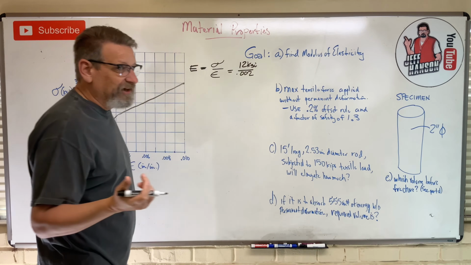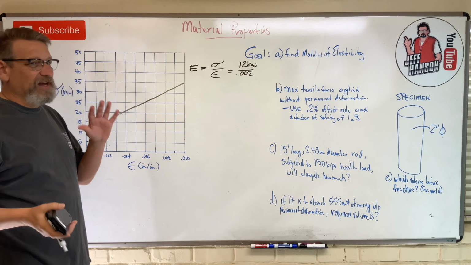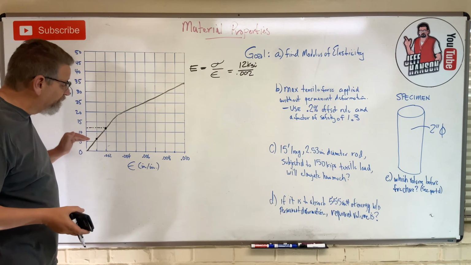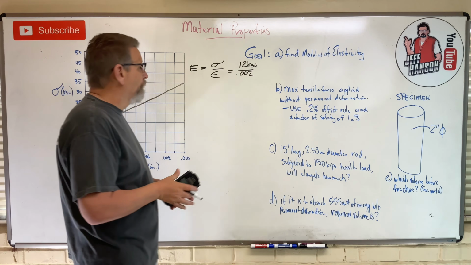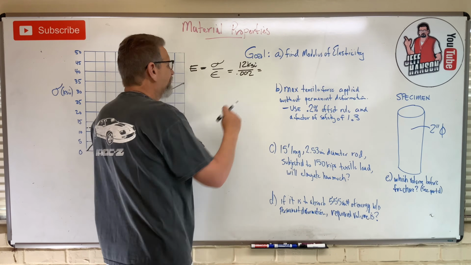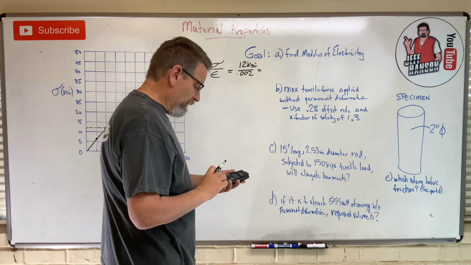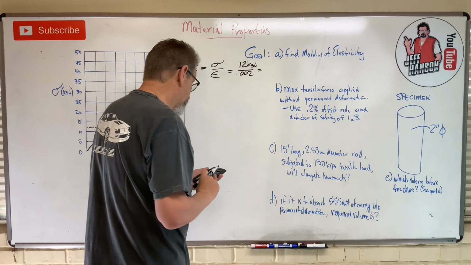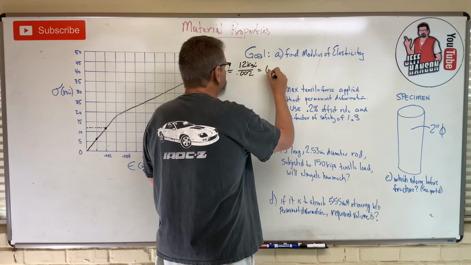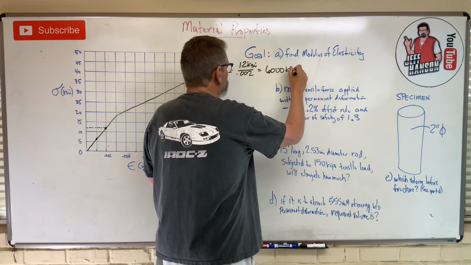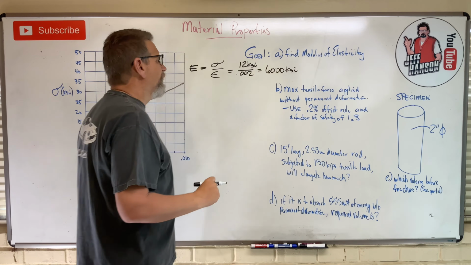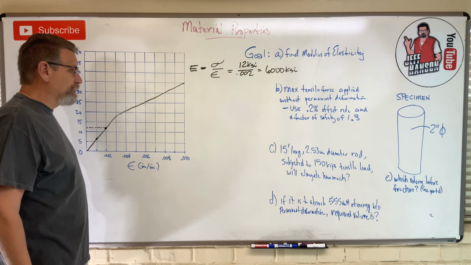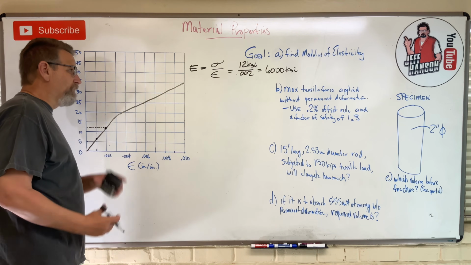If you have one of these kinds of problems on the test, there needs to be some kind of plus or minus leniency because you are just reading it off the graph. Is that perfect? Probably not, but it's really close. So what is that? 12 divided by 0.002 is equal to 6,000. So the modulus of elasticity is 6,000 kips per square inch. Again, that's just read off the graph.